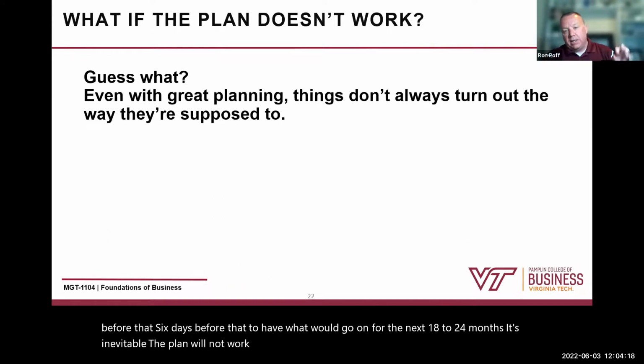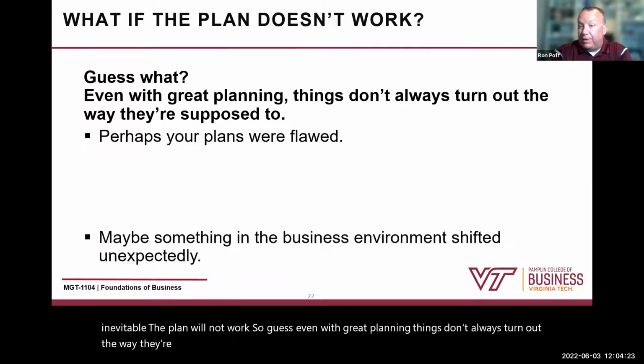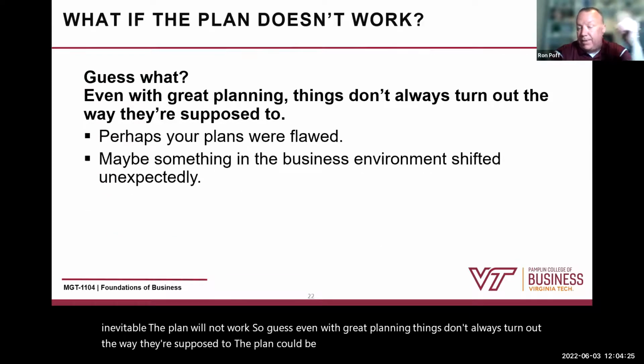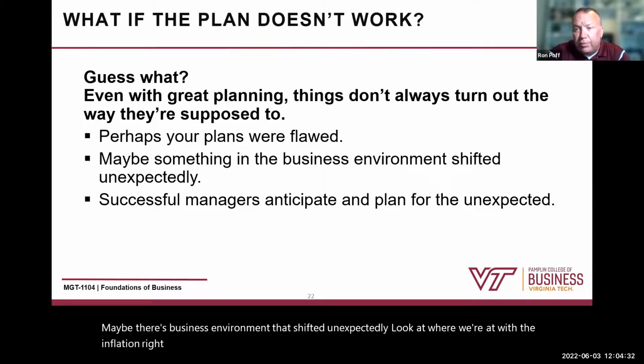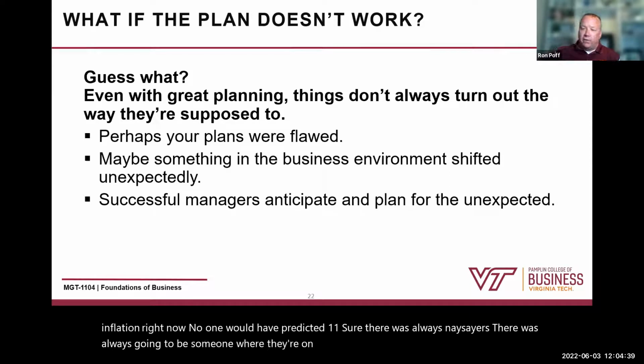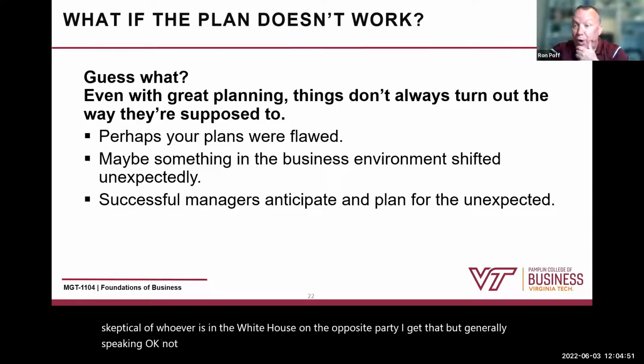So guess what? Even with great planning, things don't always turn out the way they're supposed to. The plan could be flawed. Maybe the business environment shifted unexpectedly. Look at where we're at with the inflation right now. No one would have predicted 11%. Sure, there were always naysayers. There's always going to be someone, whether on the far left or the far right, that will always be skeptical of whoever is in the White House from the opposite party. I get that. But generally speaking, not everything is going to always work out.